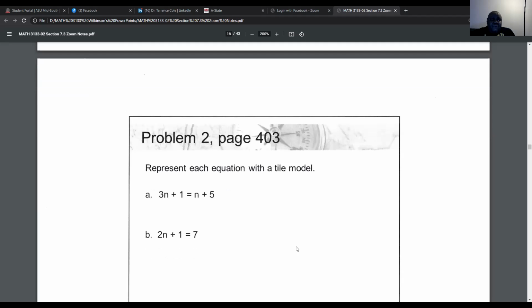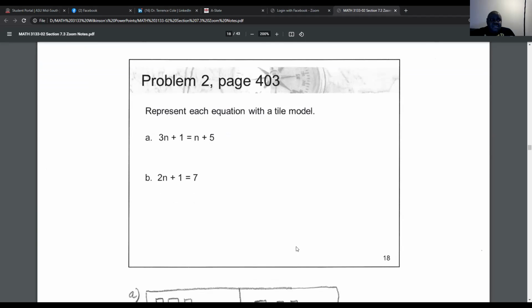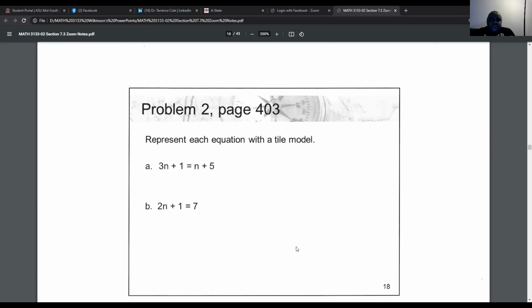Okay, let's look at problem number 2 on page 403 in your textbook. Here we want to represent each equation with a tile model. So in part A, you've got 3n plus 1 is equal to n plus 5. Part B, 2n plus 1 is equal to 7. Let's look at part A.